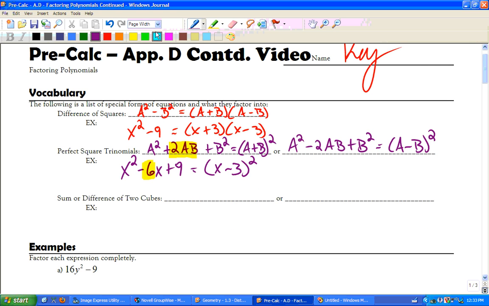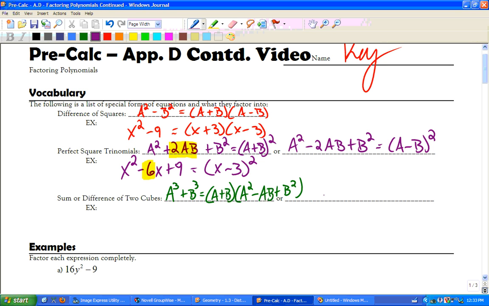Some are sum and difference of cubes. Some of you may have gone over this. Some of you, this may be new to you. These are, obviously, depending if it's a sum or it's a difference, going to affect the formula. The sum, the first one, is a cubed plus b cubed, and that's going to equal a plus b times a squared minus ab plus b squared.